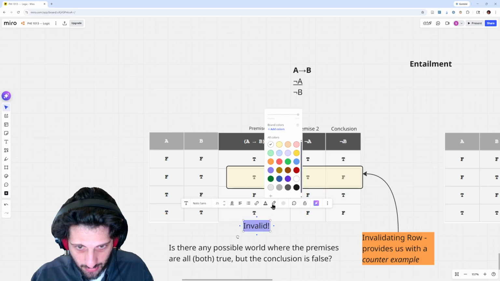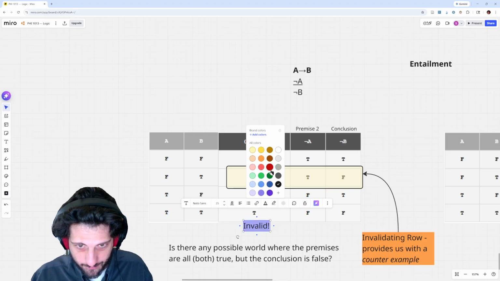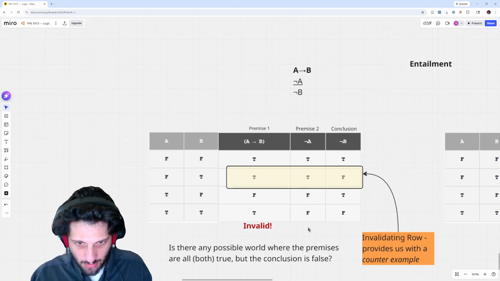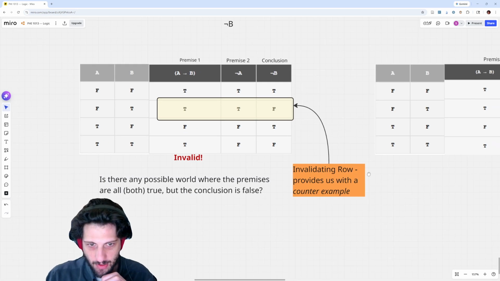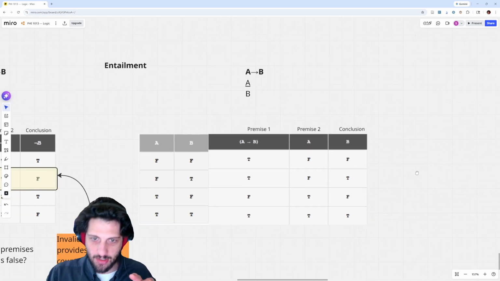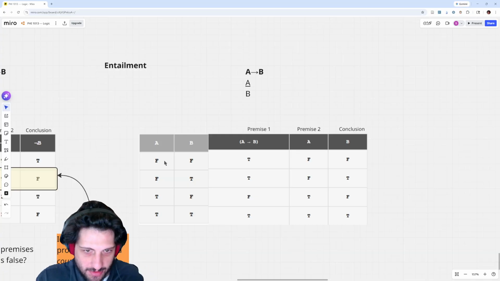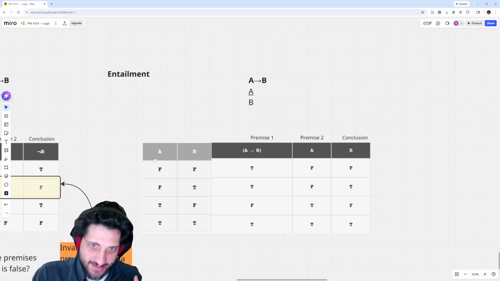None, and then let's just do... Right? Because it has this invalidating row. But look over here. Right? I'm again looking at all 4 of these combinations. I have a slightly different argument.